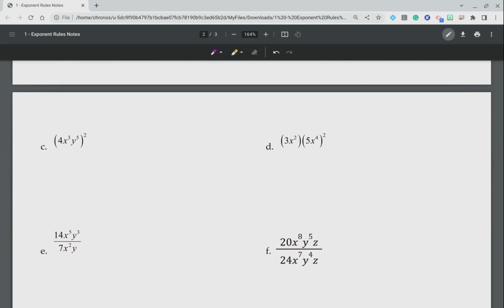All right, for this one, we're going to use our exponent to another exponent rule. So this is going to be 4 to the 2nd power, x, we're taking 3 times 2, and then y, we're taking 5 times 2. We're multiplying those exponents together. So 4 squared is 16, 3 times 2 is 6, and 5 times 2 is 10, okay?